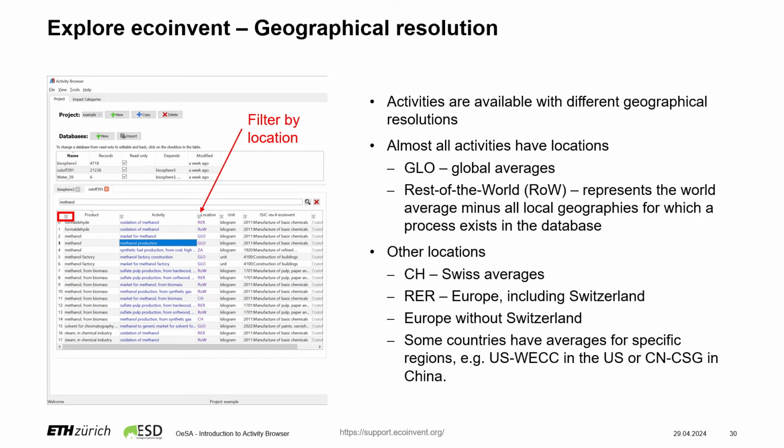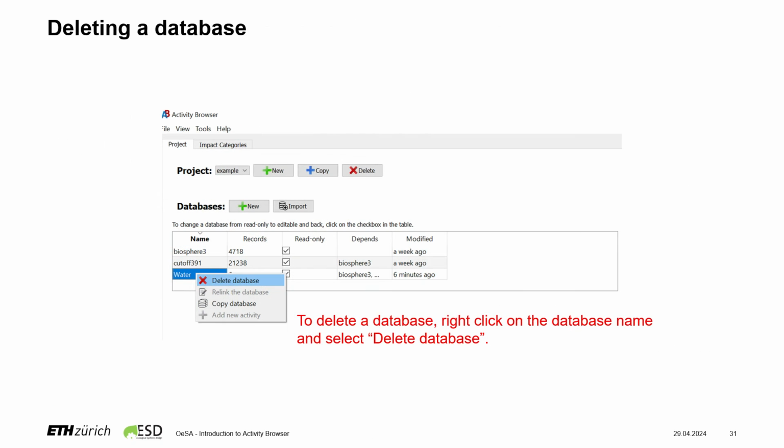Now, other locations relevant for us, especially in today's case study, are maybe CH, the Swiss averages, RER, the Europe, including Switzerland. There's also a data set Europe. There's also location Europe without Switzerland. And just for your information, some countries also have specific regions, like US, China, they are even more granular. If you want to delete a database, you can just right-click and delete. Please don't delete Biosphere or Ecoinvent.